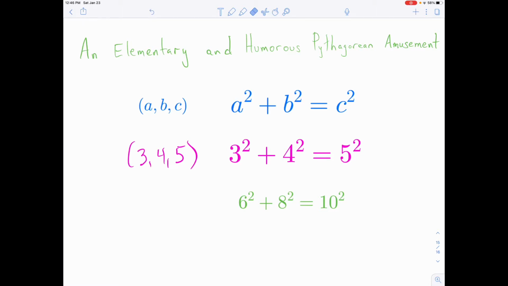And let's say you're in high school or even middle school, and you want to find your own Pythagorean triples, and you want a lot of them, and you know that the interesting ones are the primitive ones, so you're really looking for the primitive ones. So how do you find them?